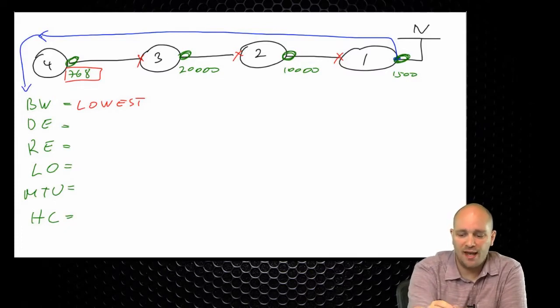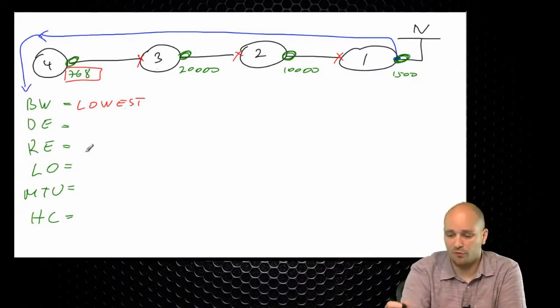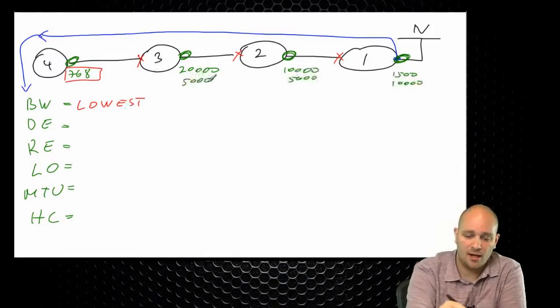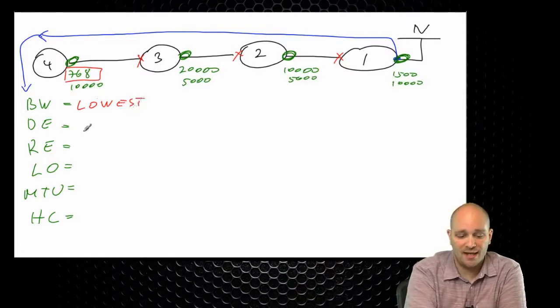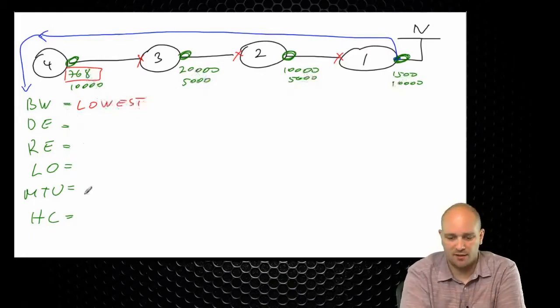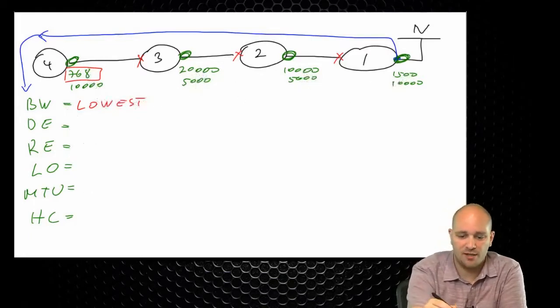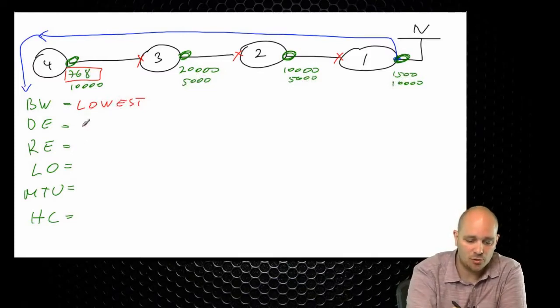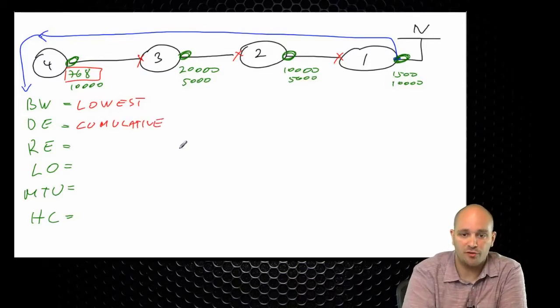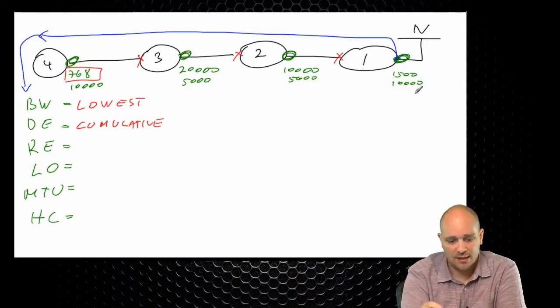Now, for the delay, each of these interfaces will have some configured delay. So maybe it's 10,000 here, maybe it's 5,000 here, 5,000 here as well, and 10,000 here. So the actual value for the delay in this case will be 10,000 plus 5,000 plus 5,000 plus 10,000, which in our case comes up to, my math gives 10, 20, 25, 30,000. So it will be the actual cumulative value.